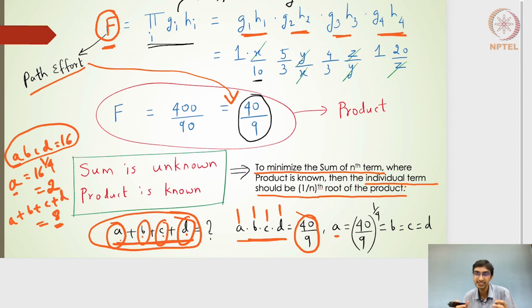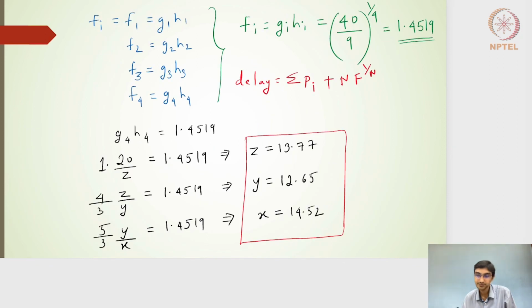So tomorrow if I have 6 stages, then I'm going to find out the path effort, which is nothing but the multiplication of all the individual stage effort delays, and then take the 1 by 6th root for that particular f value, and then find out the individual effort delay values. All right, hope this is clear.